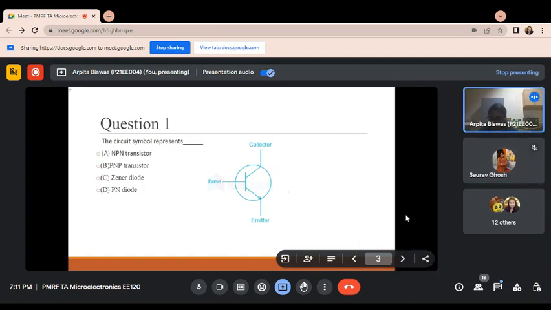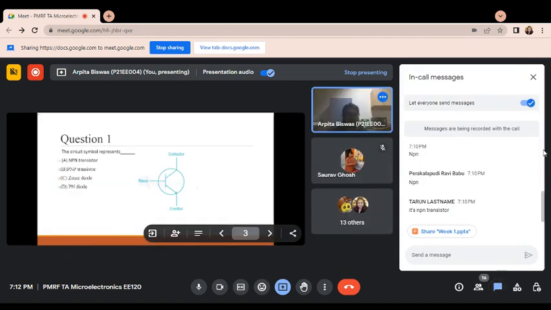Sunkara Ganesh, please unmute yourself. And what is the right answer? Actually, I want all of you to at least try and please unmute. Then it will be the interactive session mode. And all the theory part, I think you have gone through in the lecture. So it is just to check your basic knowledge about the BJT.